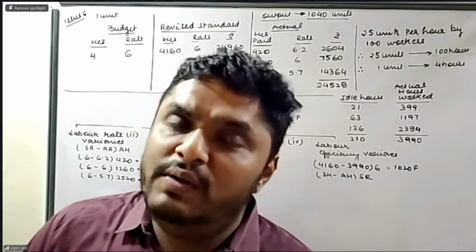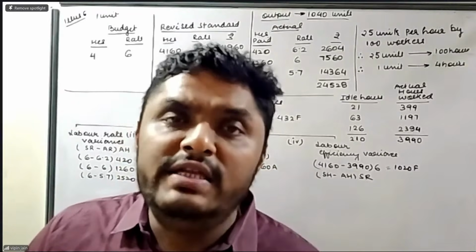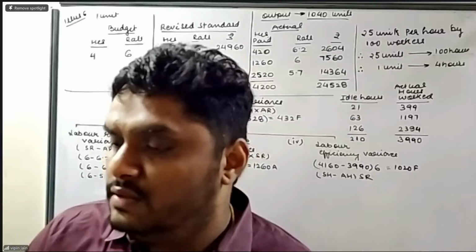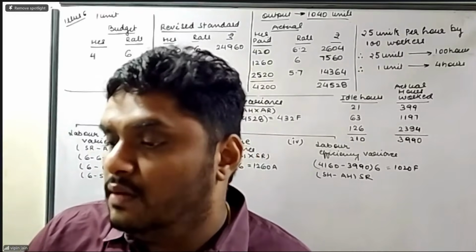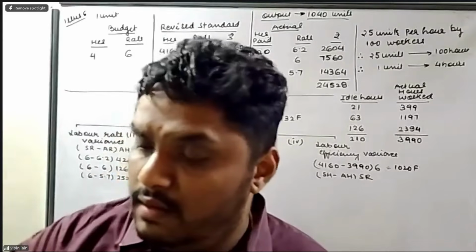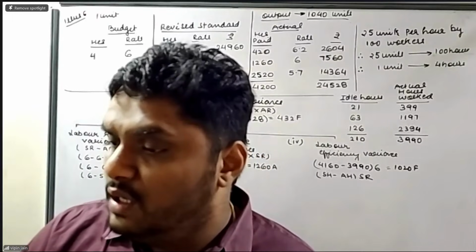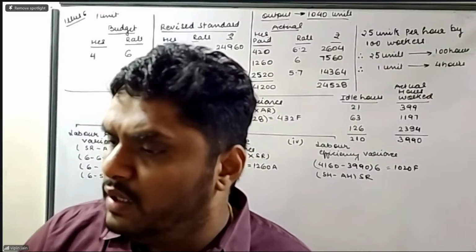So it means 100 workers are working in this manufacturing department for 1 hour each to manufacture 25 units. Okay? Clear? Anyone else with any doubts? Lohit, all your queries are resolved now?